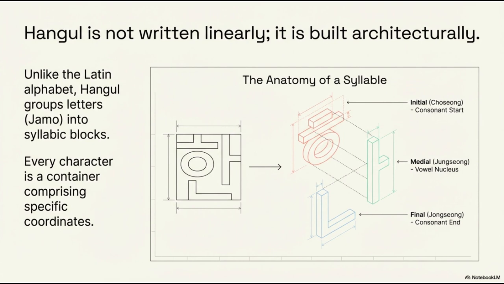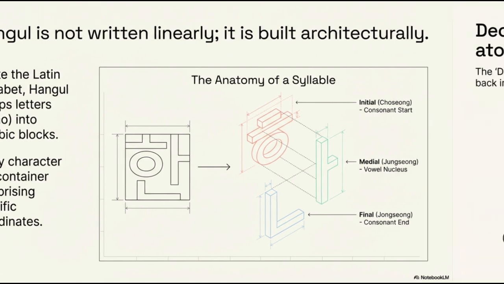Examining the anatomy of a syllable using the character han, we can see this structural logic in action. The block is divided into three key roles: the chosung, or initial consonant, the jungsung, which serves as the central vowel nucleus, and the jongsung, the final consonant that anchors the base of the block. This multi-dimensional arrangement transforms individual phonetic markers into unified architectural graphic units.